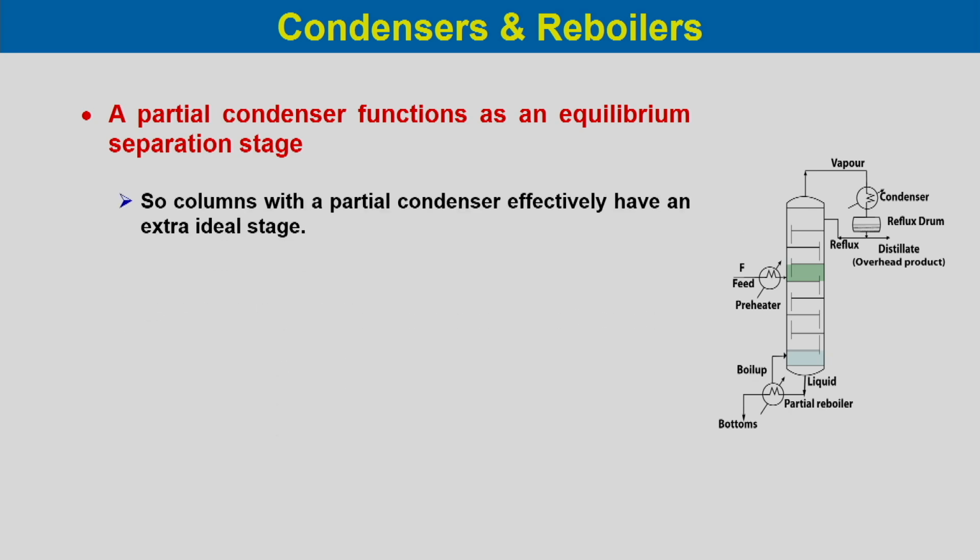So, a column with a partial condenser effectively has an extra ideal stage. So, when you calculate the number of ideal stages, if it is a partial condenser, you have to count the reflux drum as an extra equilibrium stage.